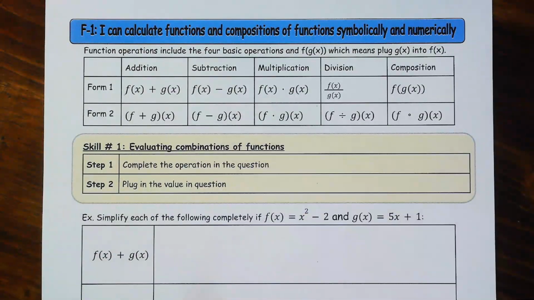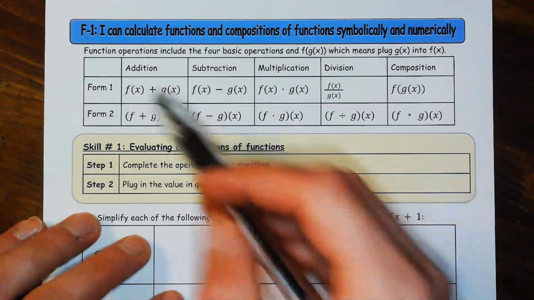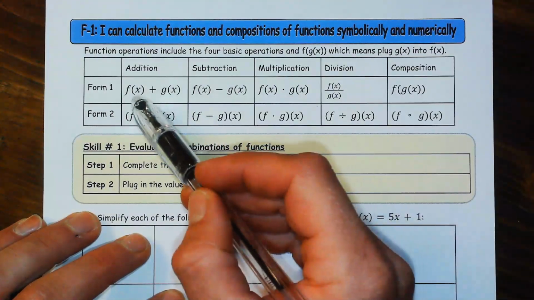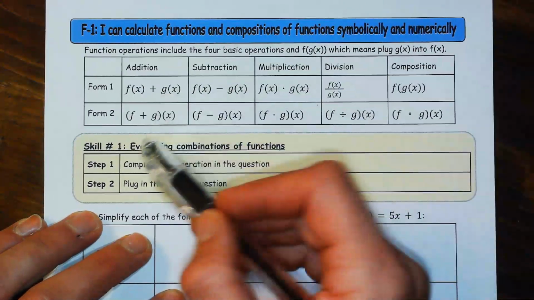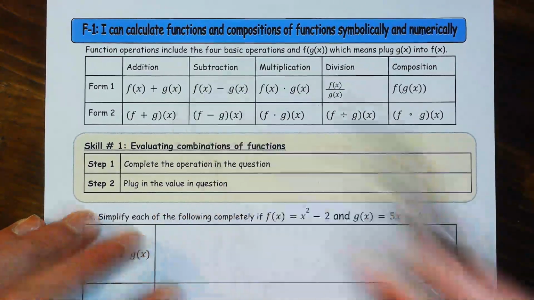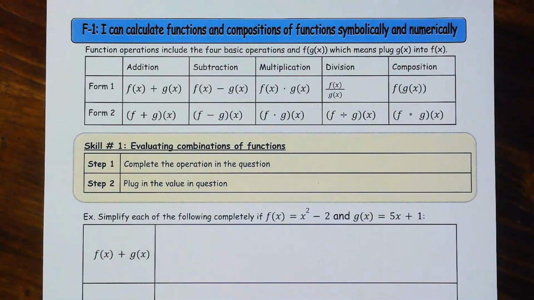So as we go through, we need to be able to add, subtract, multiply, divide, and then do compositions of functions. There's a couple different ways each one of these can be written, and I have each of these here. I'm not going to read them all to you, but I'll just use this one for example. F of x plus g of x is one way, or I could say f plus g of x, and that's how you would say each one of those.